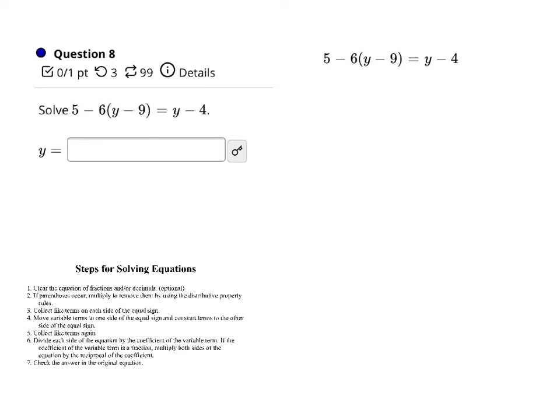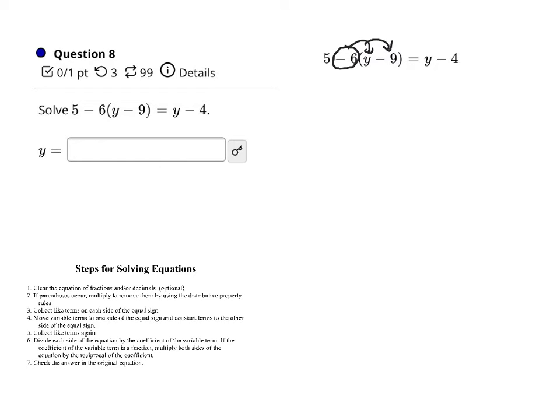We are solving for y here. We have no fractions, no decimals. We do have parentheses, so we're going to use the distributive property. Now we have to be careful. It is this -6 that we're multiplying just times what's in parentheses after it.